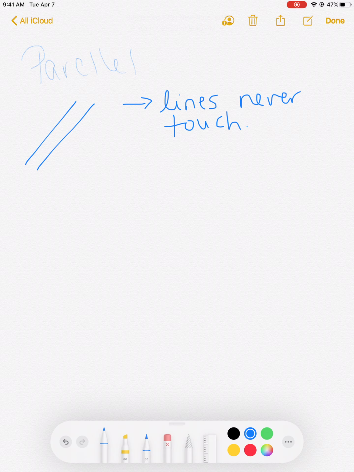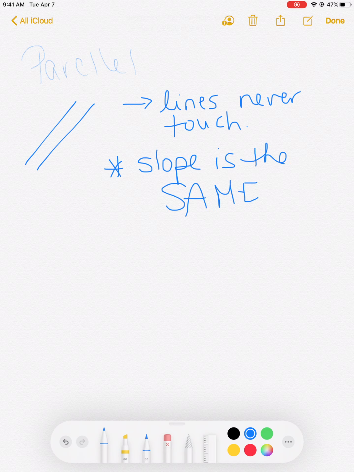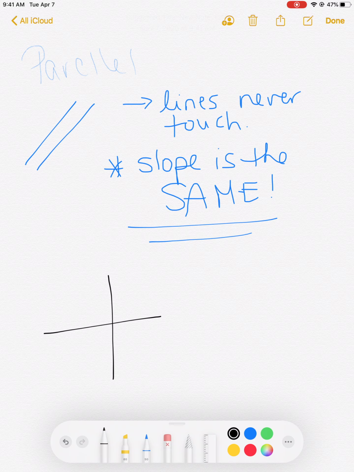Okay. What does that mean? It means the slope is the same. Just the slope. I don't care about the y-intercept, okay? Remember, y-intercept is b. So if we were to put up a Cartesian plane, and I were to give you a line that looks like this, let's say this is 4. It doesn't matter. And let's say my slope, remember it's represented by m, is 3.